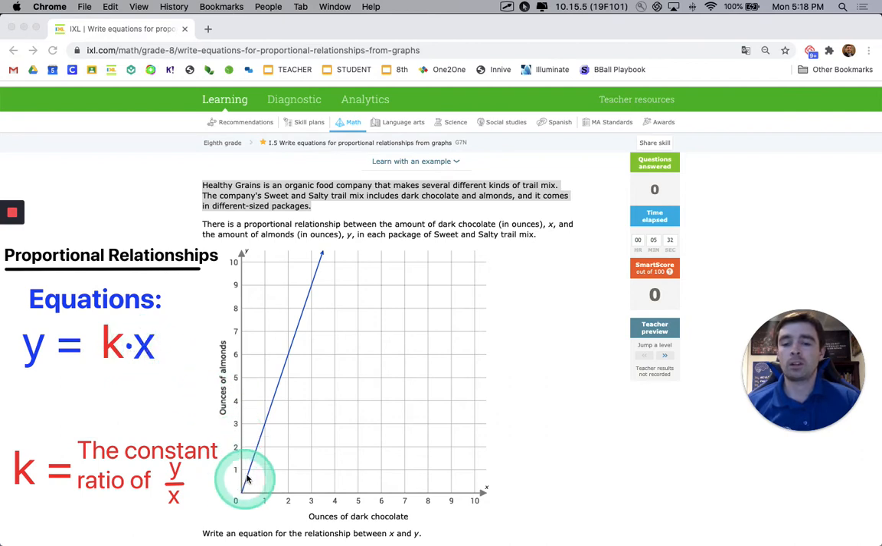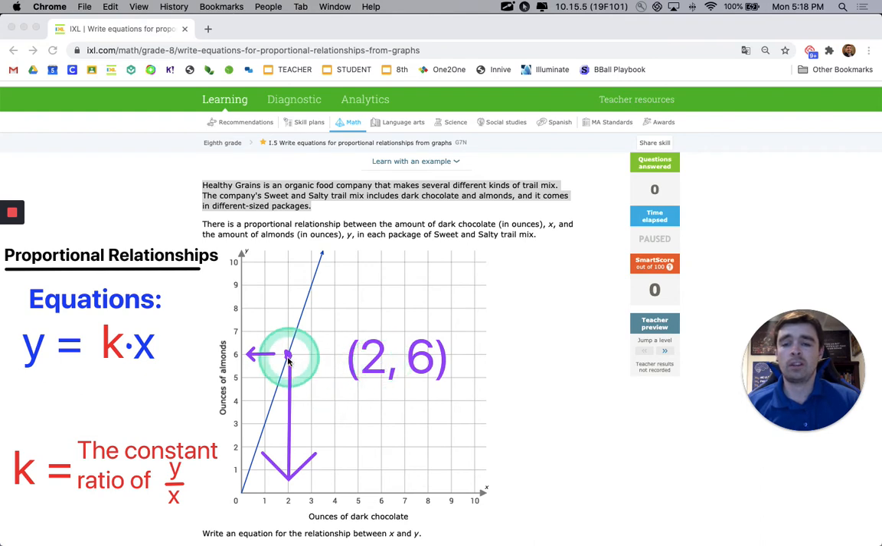So in this case, I'm going to look at the graph. I need to find a data point. I'm going to pick this data point right here. We're going to use the color purple. And right here, you see me marking up a data point. And if I draw a few arrows, I see that the x value is 2. And I see with another arrow that the y value is 6. Again, it lines up with 2 ounces of dark chocolate for every 6 ounces of almonds. So I'm going to call that 2 chocolate, 6 almonds.